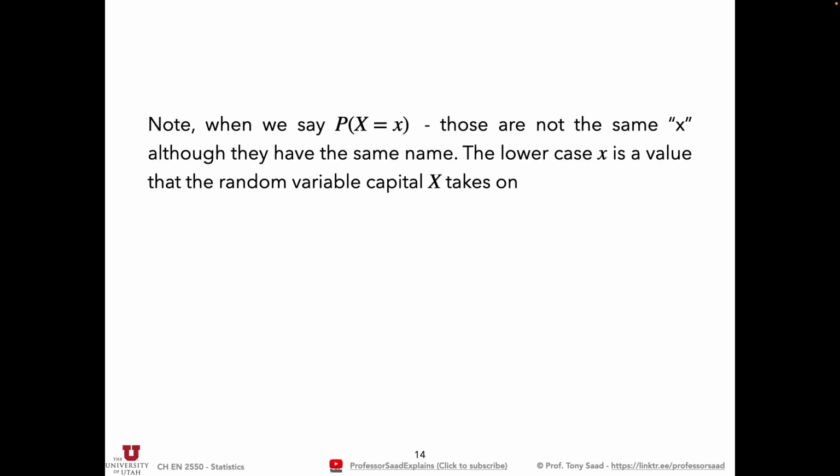Good. Now, this is the note here when we say that P of X equals x. Those are not the same x values, although they have the same name. They sound the same, right? The lowercase x is a specific value that the random variable capital X takes on. So we need to be precise with the math. If we're not precise, unfortunately, you can get into slippery slopes and screw up any derivations that we're trying to make. More definitions. They sound obvious, right? But it's important to have that formalism.